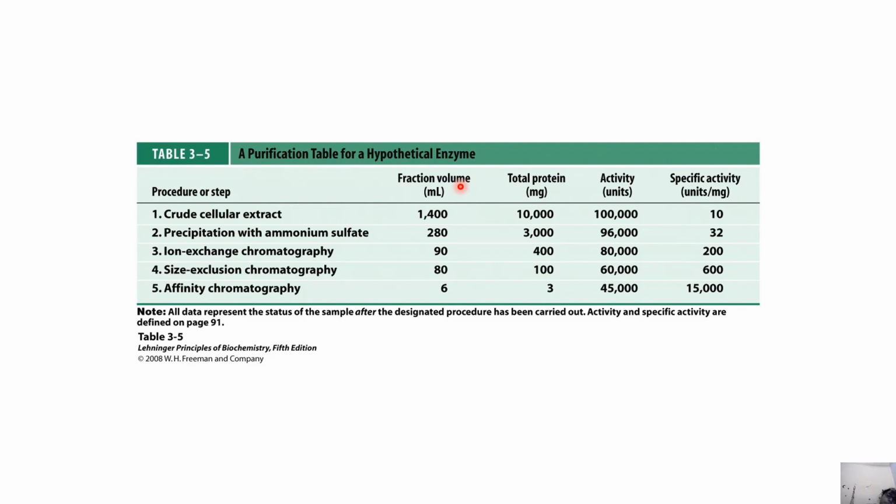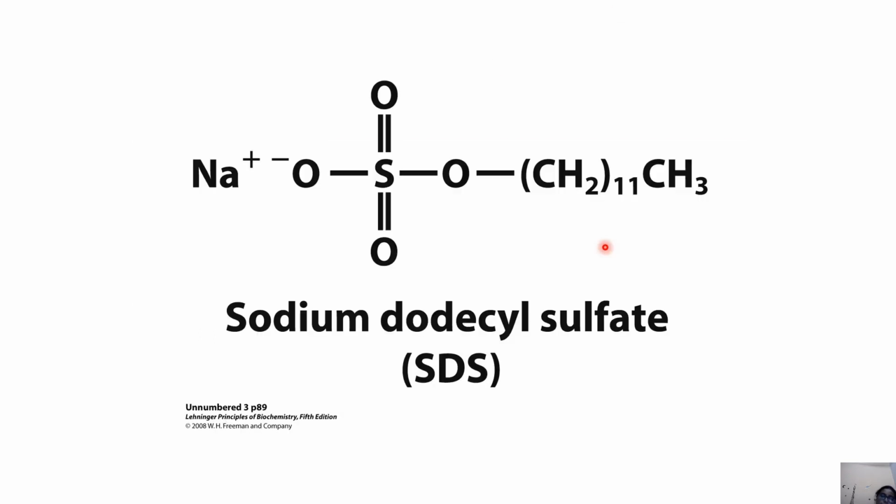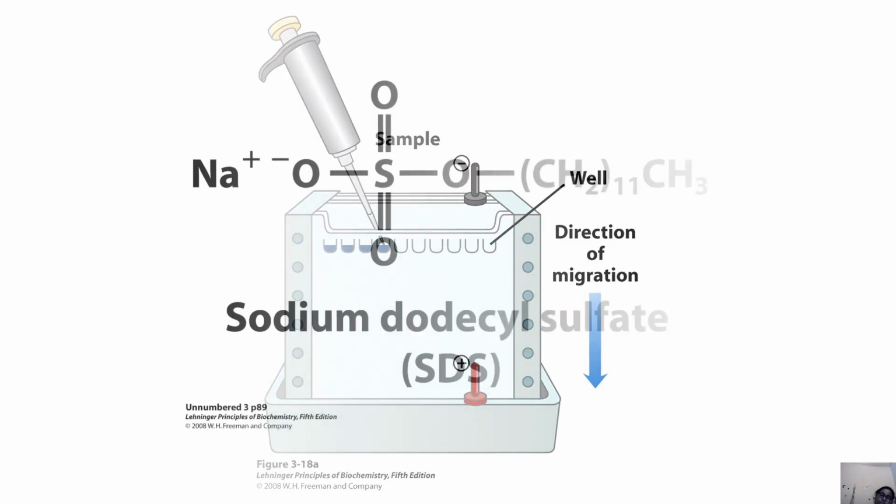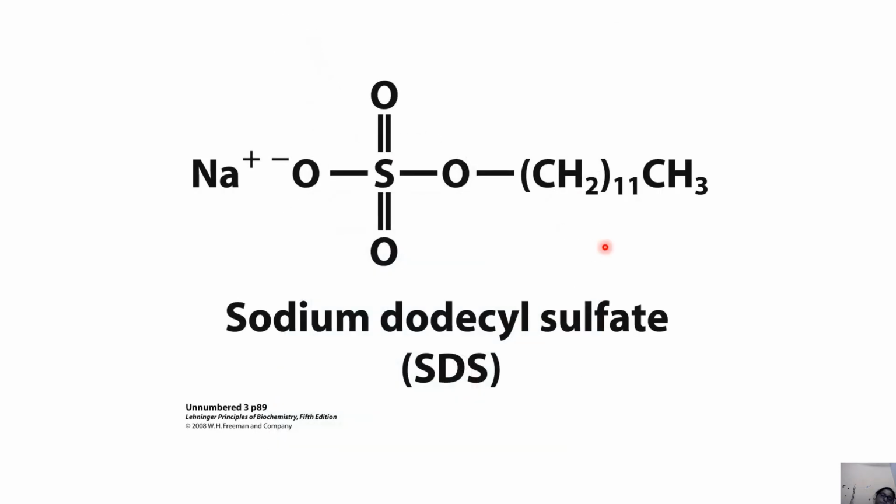So this is a purification table for a hypothetical enzyme. You have seen through cellular extract how people basically extract the different kinds of proteins. If we talk about gel electrophoresis, we have talked about that in detail in one of the previous classes. We have talked about the role of SDS. It basically imparts a uniform negative charge on the protein.